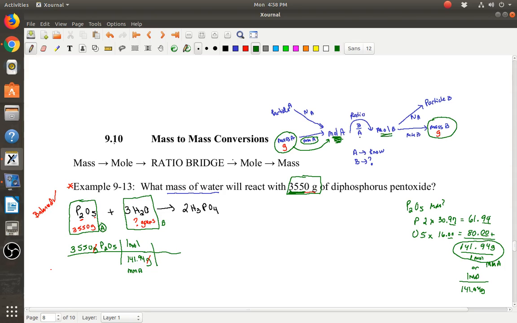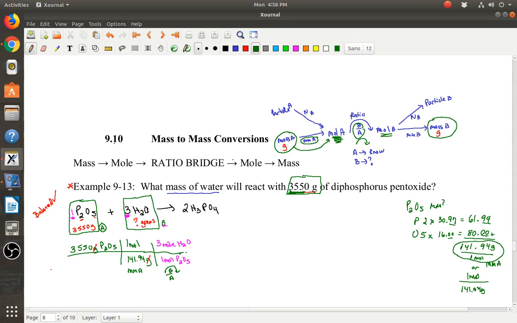Now I need to go to molecule B. How do I get there? I use the ratio. So my next step is going to use the ratio, and the ratio is always B over A. So what's molecule B? This one right here. And the ratio, you use the coefficients. This is where you use the coefficient of 1 or 3. Notice the coefficients are not used for the molar mass, because the molar mass is how many grams are in 1 mole. So I need to use the coefficients, and I need to use molecule B on top of molecule A. So 3 moles of water over 1 mole of diphosphorus pentoxide.